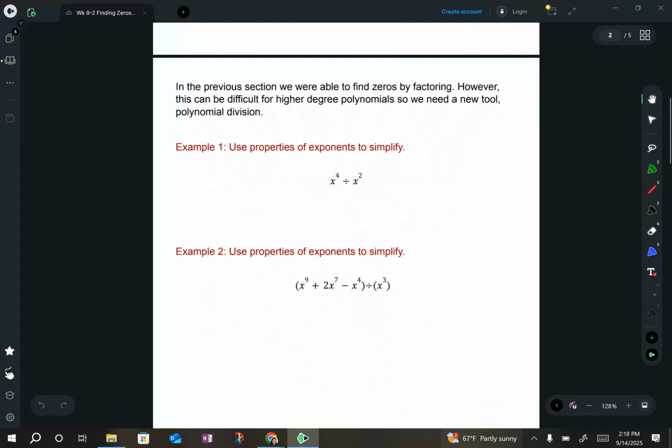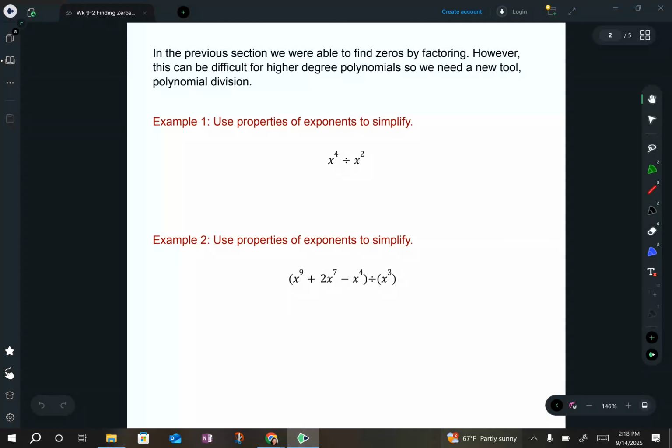All right, so in our previous section, we were able to find zeros of polynomials by factoring, but sometimes if we have higher degree polynomials, it's really difficult to factor, so we need a new tool, and that's called polynomial division. Our first couple examples, we're not going to need polynomial division. We're just going to be able to use properties of exponents. I just want to remind you about that, and then we'll jump into polynomial division.